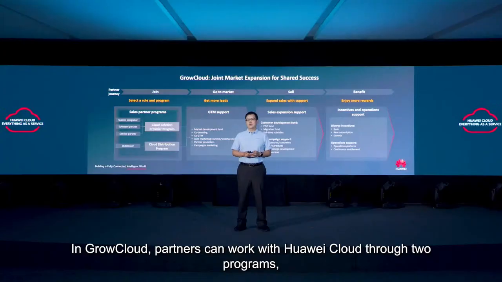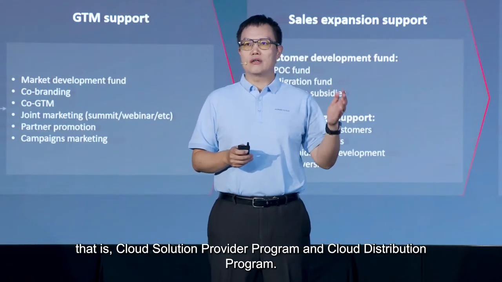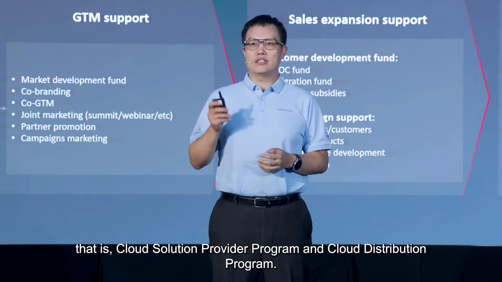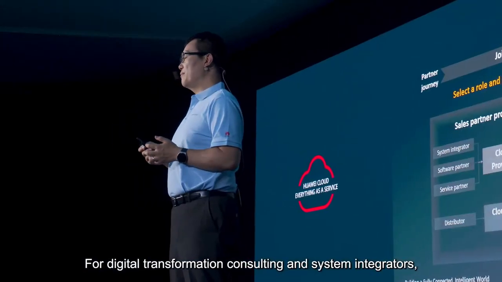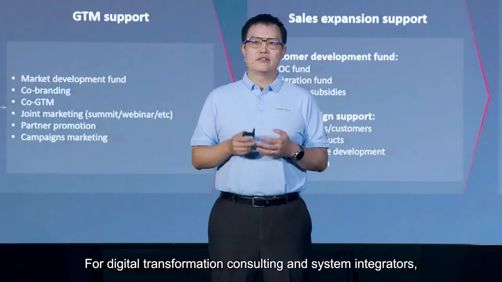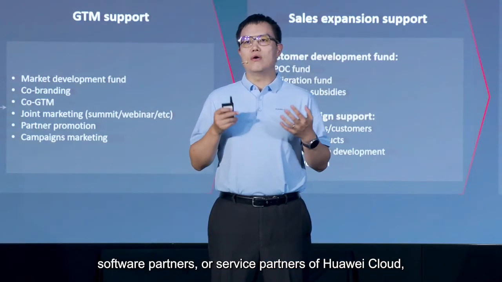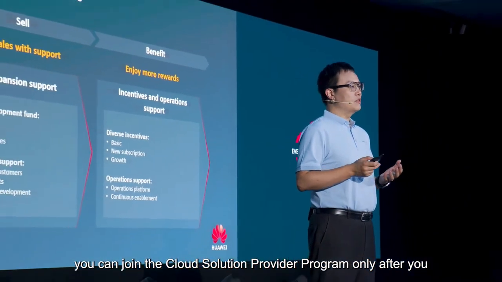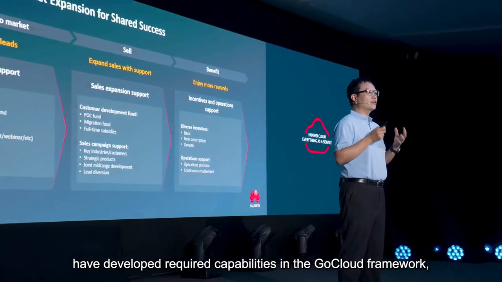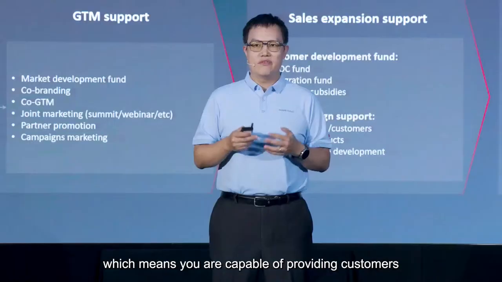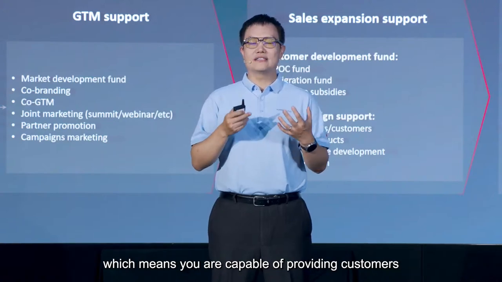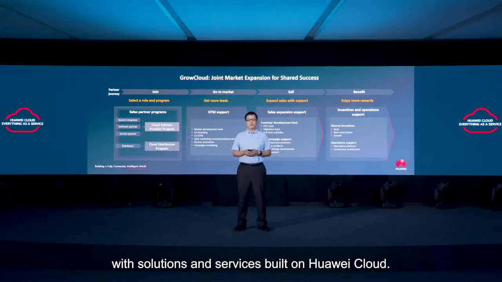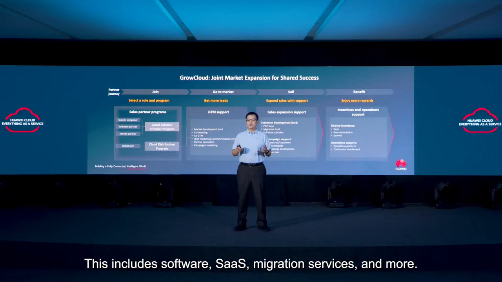In Grow Cloud, partners can work with Huawei Cloud through two programs. That is, Cloud Solution Provider Program and Cloud Distribution Program. For digital transformation consulting and system integrators, software partners, or service partners of Huawei Cloud, you can join the Cloud Solution Provider Program only after you have developed the required capabilities in the Go Cloud framework, which means you are capable of providing customers with solutions and services built on Huawei Cloud. This includes software, SaaS, migration services, and more.